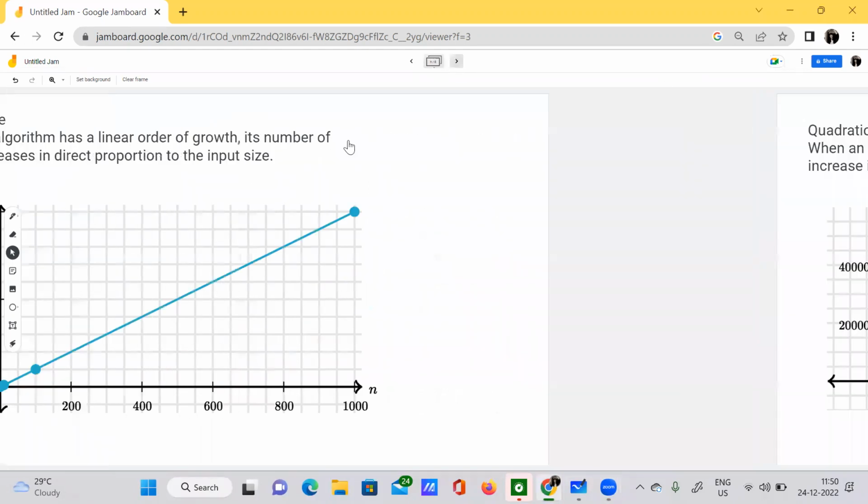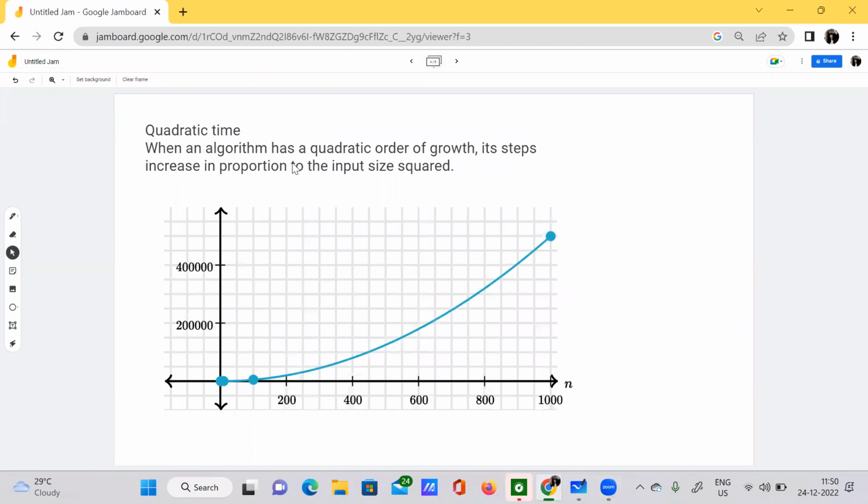Now, when you look at here, this would be my quadratic time. When an algorithm has a quadratic order of growth, its steps increase in proportion to the input size squared, right? So it will usually square up and get increased. That's the quadratic time here. Just remember this particular shape of the graph, right?